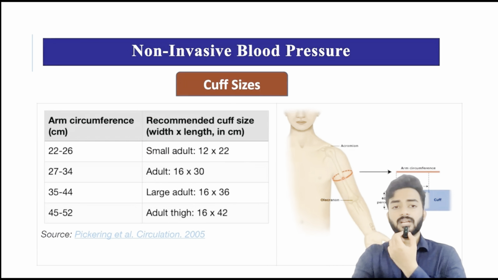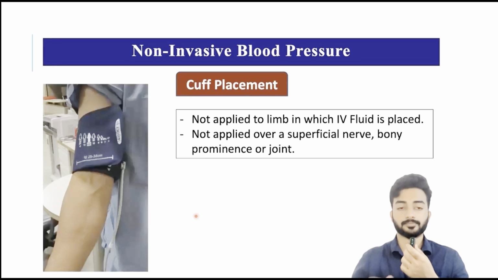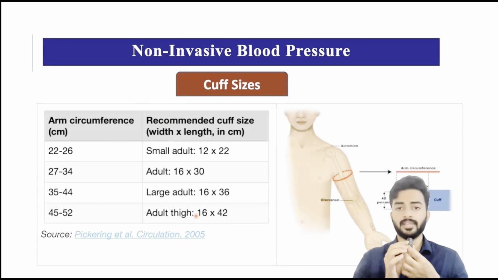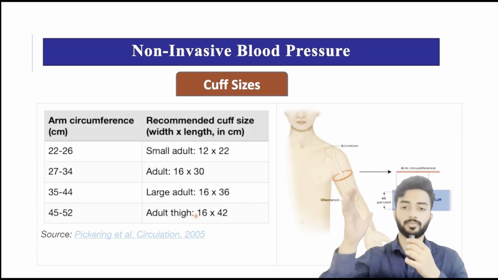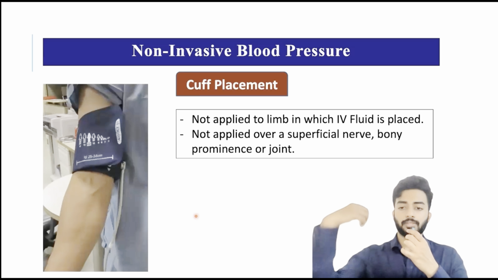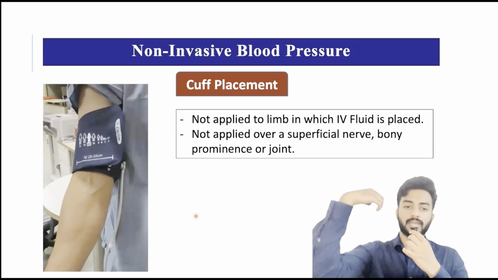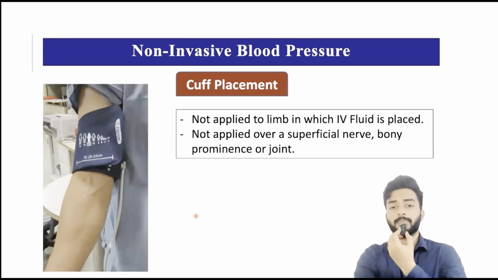So what are the recommended cuff sizes? We have 4 sizes in our OT: small adult, adult, large adult and adult thigh. According to the arm circumference, we have these sizes. So next time when you are applying a cuff, you should see what the arm circumference is and accordingly put the BP cuff on the patient. And when you are applying the cuff, it should not be too tight. It should allow one finger to pass inside. So cuff placement, where should you place? We will see where we should not place.